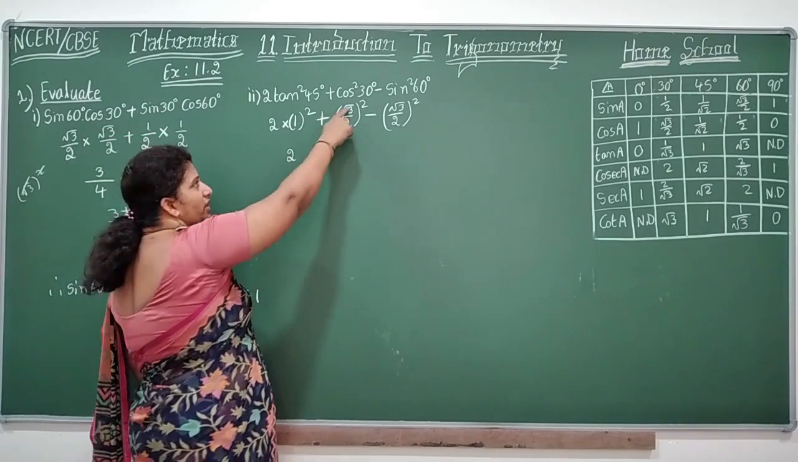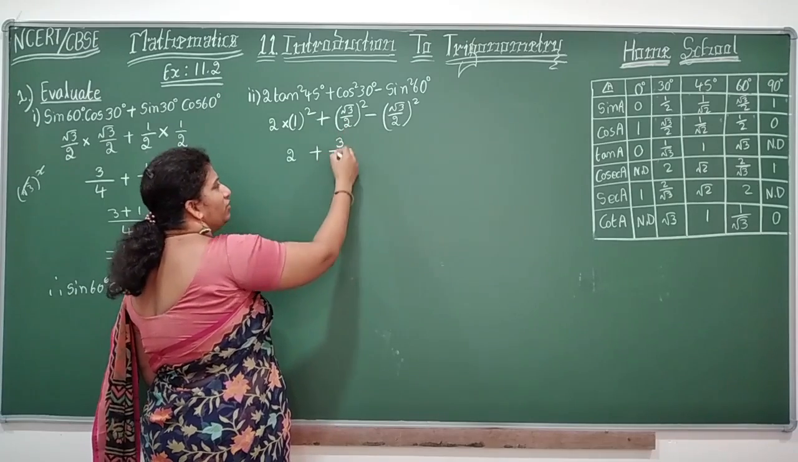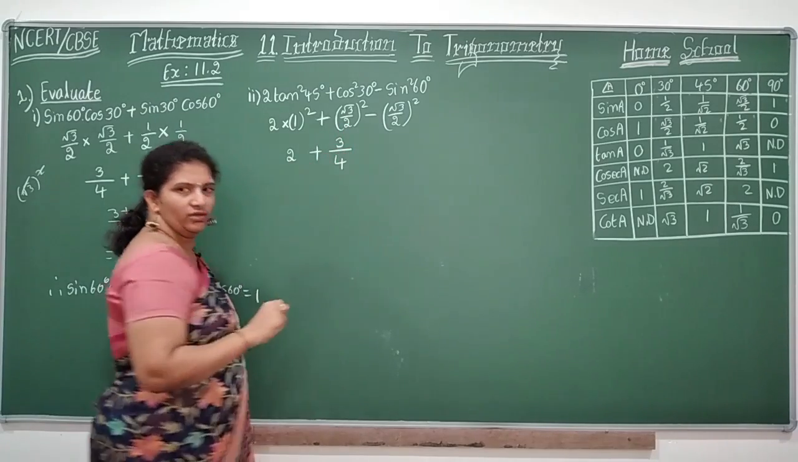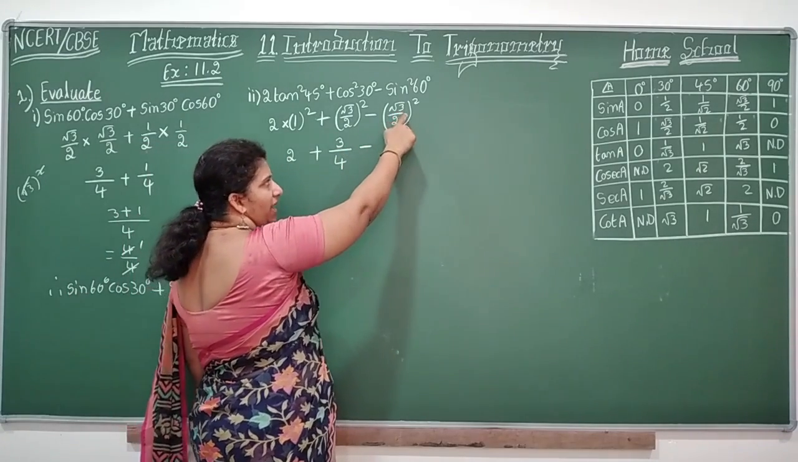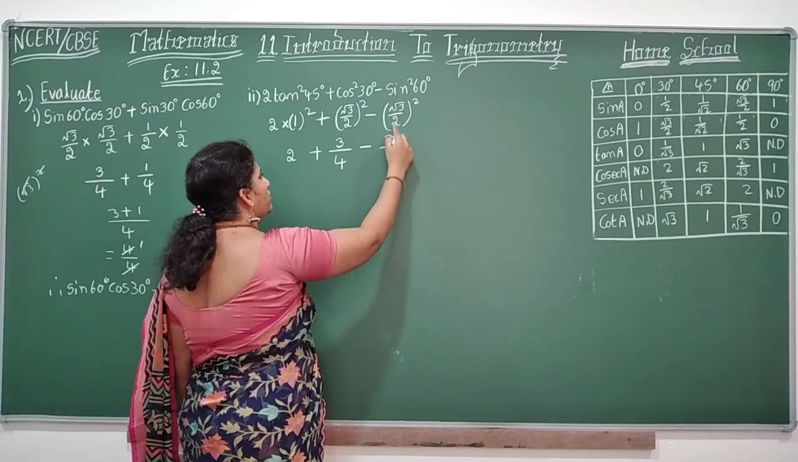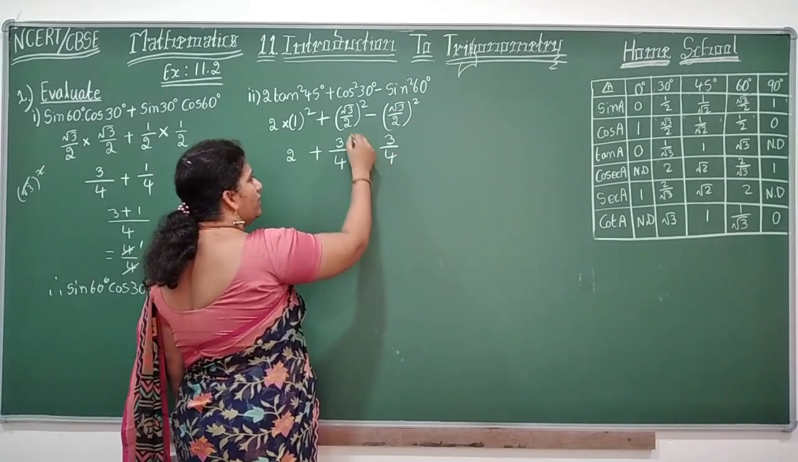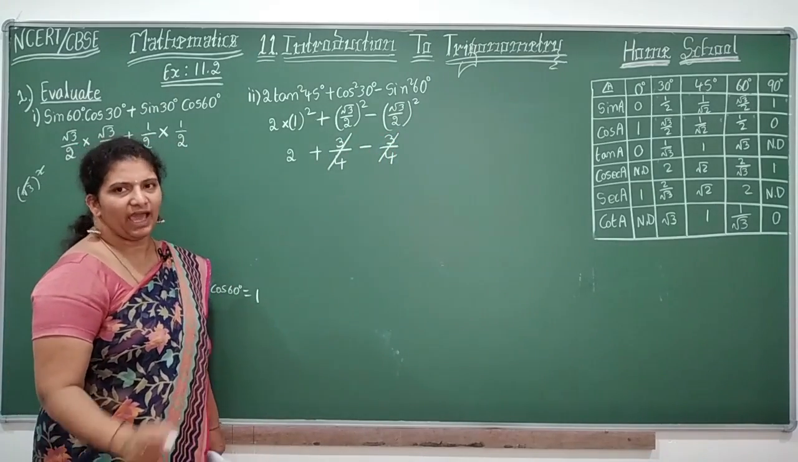What is root 3 whole square? Root 3 into root 3 will be 3. 2 2s will be 4. Okay. Then again minus. Apply whole square here children. Root 3 into root 3 will be 3. 2 2s are 4. Plus 3 by 4 minus 3 by 4 will be cancelled.